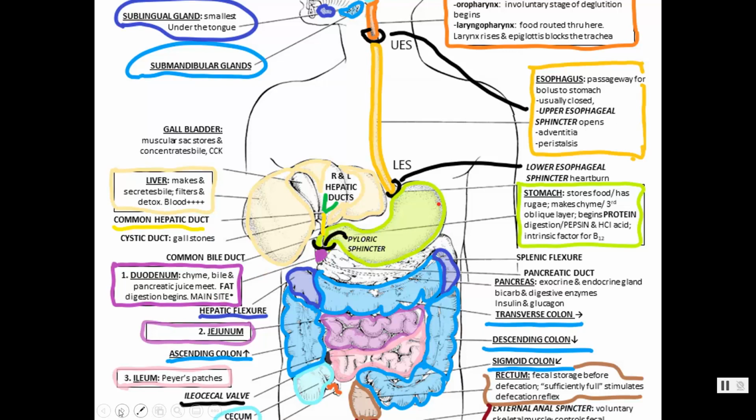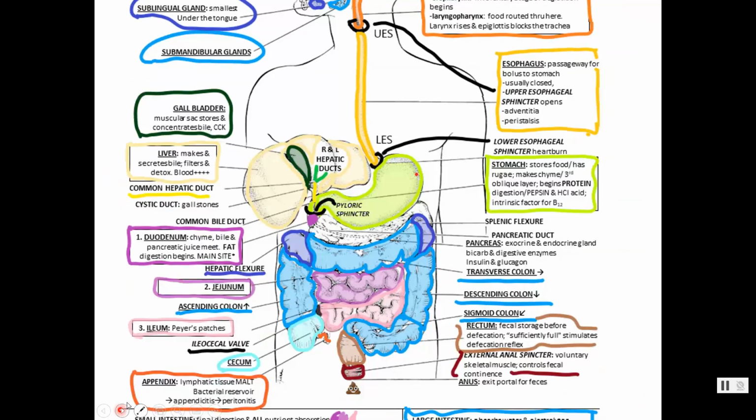If there's no digestion going on and the hepatopancreatic sphincter is closed, what happens is the bile backs up. The bile backs up and is stored by the gallbladder. So there's the gallbladder. That is a muscular sac. Its job is to store bile. While the bile is being stored, water is being absorbed, so it's also being concentrated.